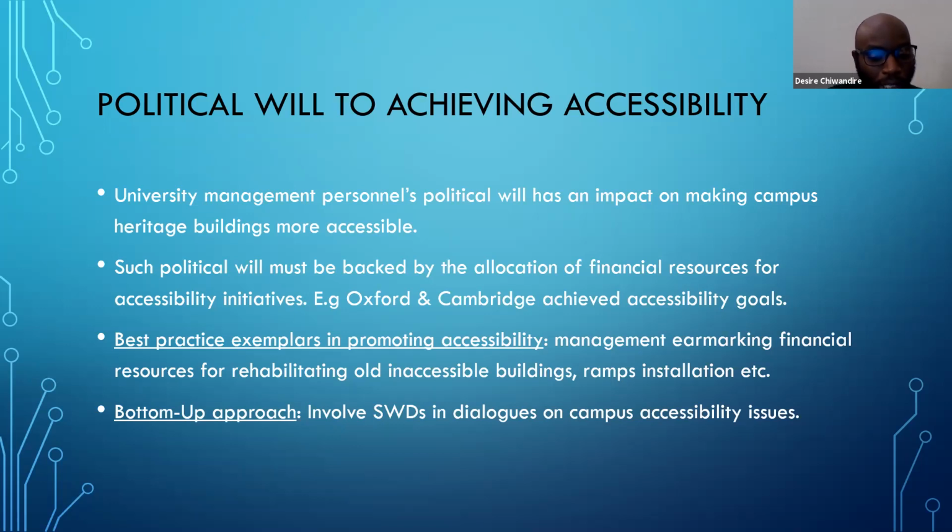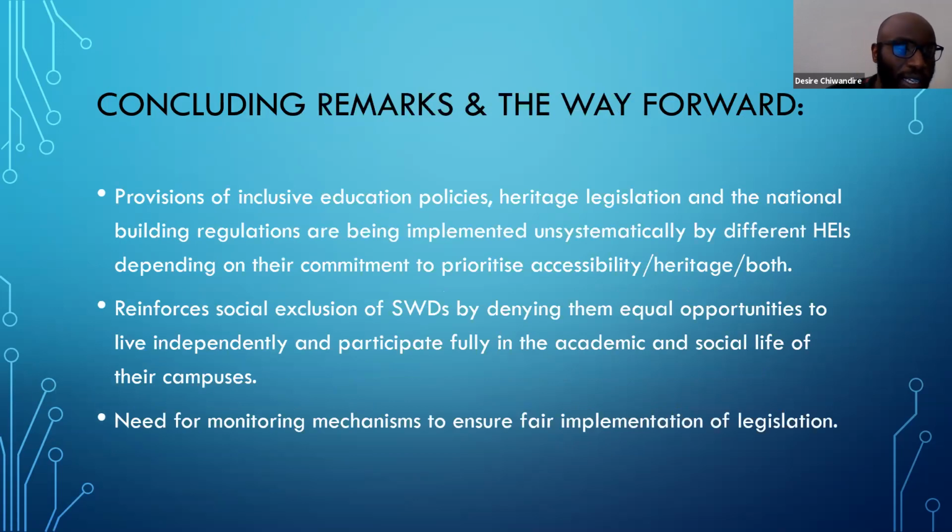And other participants spoke about what I've referred to as a bottom-up approach, to say there is a need to include students with disabilities themselves, especially students with physical disabilities, wheelchair users, who are the end users of these buildings, in the dialogues around accessibility issues. Because as you will notice, most of the literature in higher education talks about students with disabilities being excluded in terms of consultation around issues of disability inclusion. So it's mainly the top-down approach where the management and the disability unit staff members are the ones who make decisions for persons with disabilities, right?